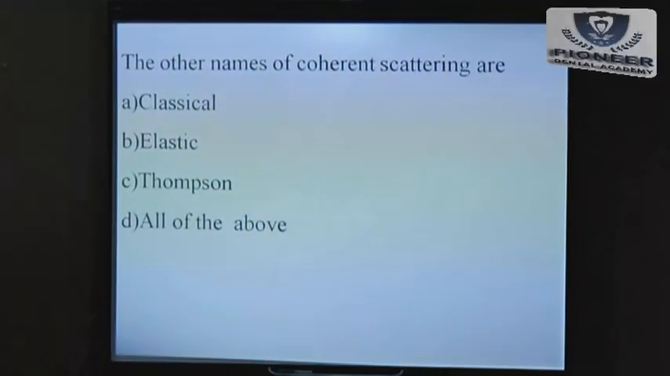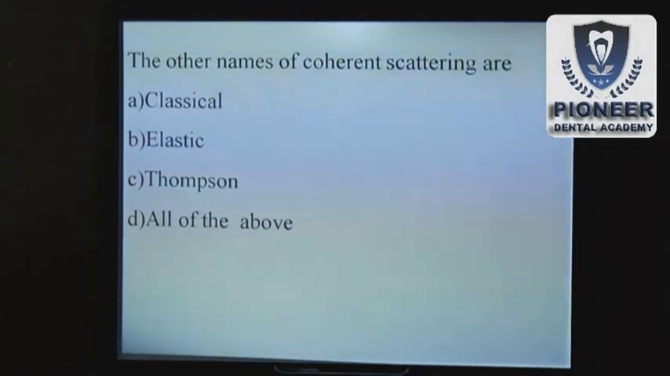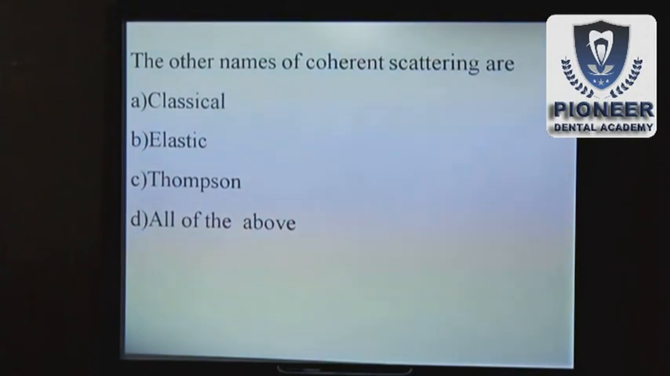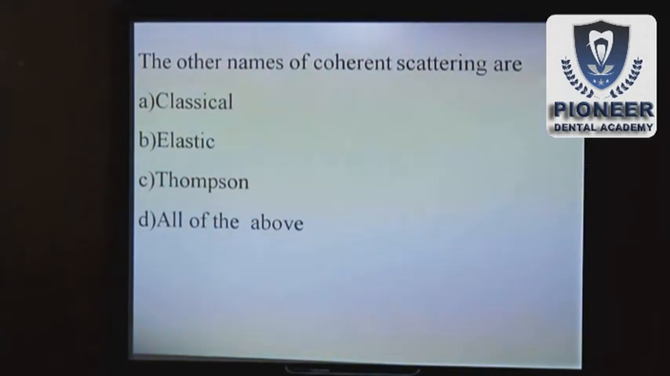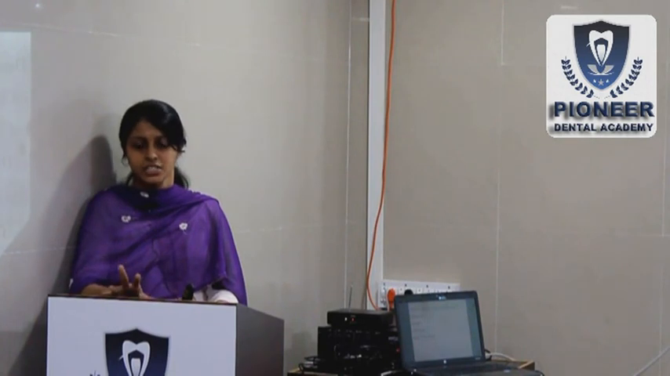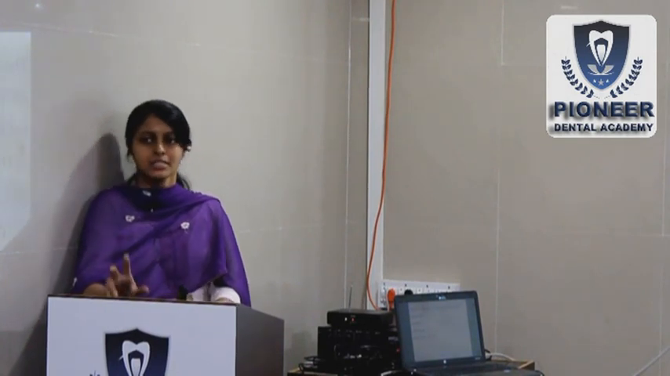The other names for coherent scattering. All of the above? Okay. So what are the two types of reactions that occur at tungsten when an X-ray is formed? It's called Bremsstrahlung radiation and characteristic radiation. These two are the interactions that happen at the tungsten level when the exposure is made.